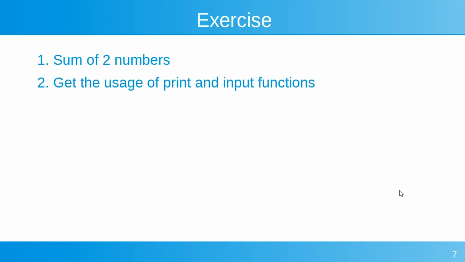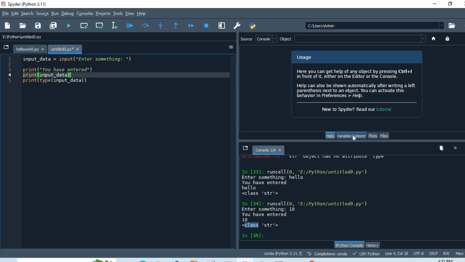Hi, welcome back. In the previous video, I gave you two exercises, right? So, let's go through the solutions. The first one is like I said: get two inputs from the user, two numbers, add the two numbers, and give the sum as output to the user. Okay, so let's try to do that first.